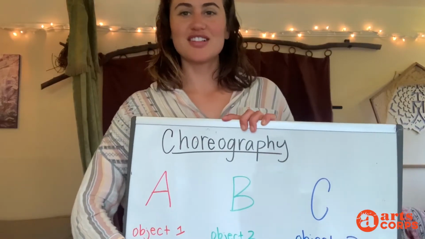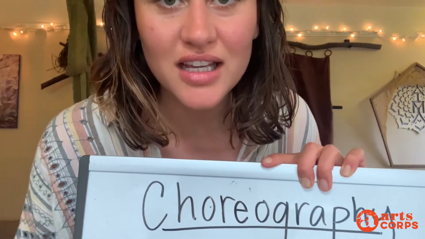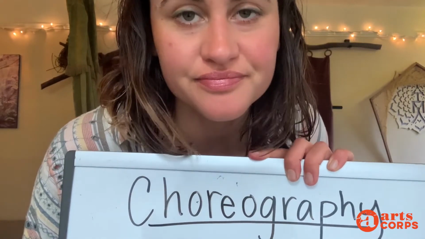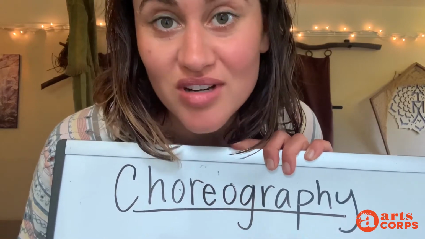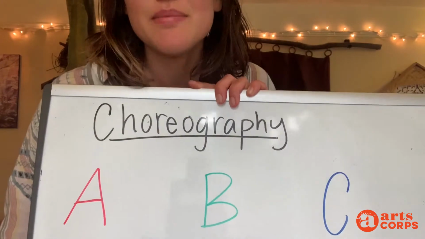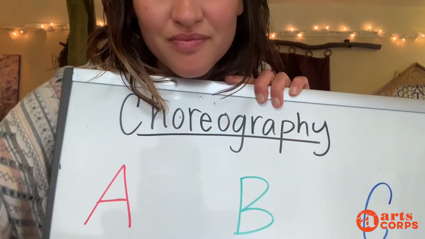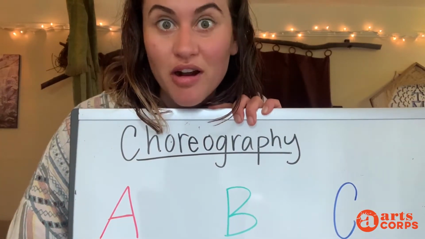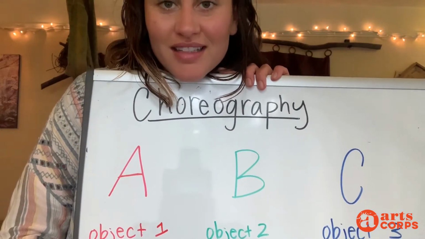Welcome back, dancers. It is time for choreography. This is a beautifully long word. Can you say choreography? That means a plan for a dance. So now you have your 3 objects and we're gonna put them in what we call ABC form. So your dance will have a beginning, a middle, and an end. It will have 3 parts. And you're gonna put your objects in an order.